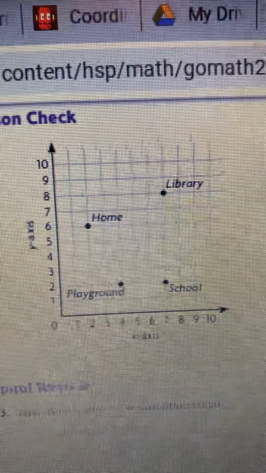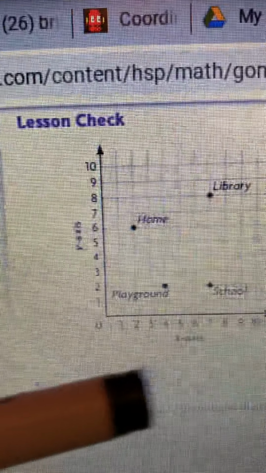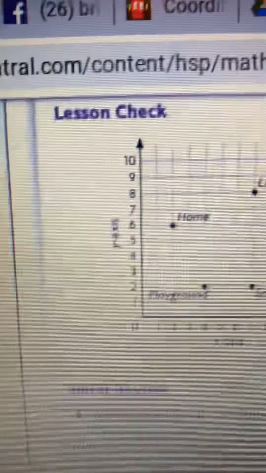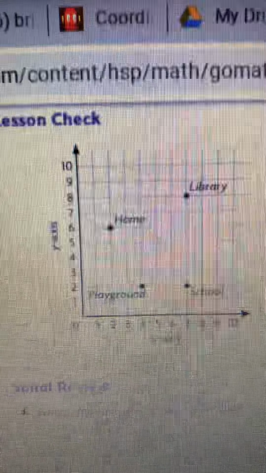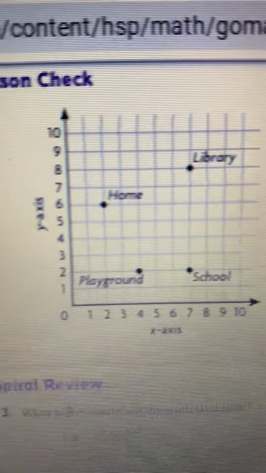As you recall, the one on the bottom, right down here, is your x-axis. The one going up the side is your y-axis. X-axis, y-axis, and this 0 right here is your point of origin. That is where we are starting.